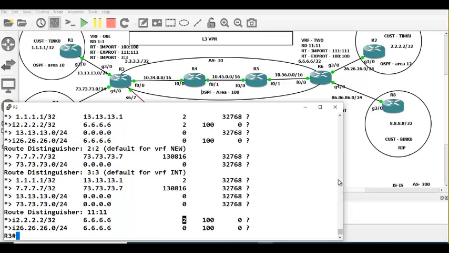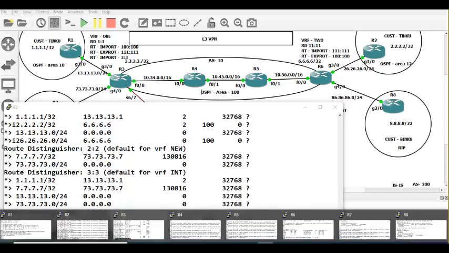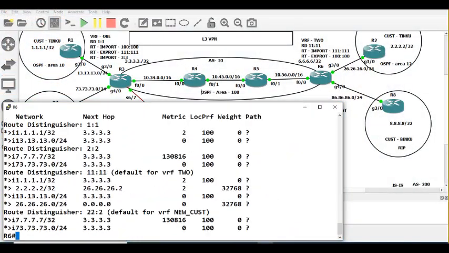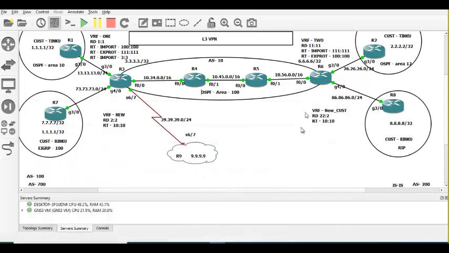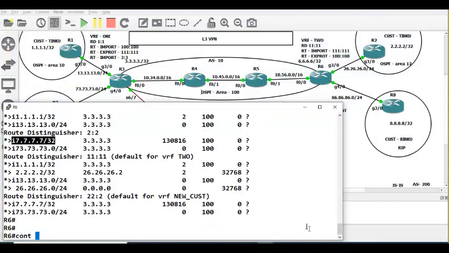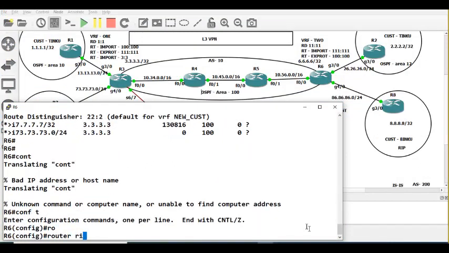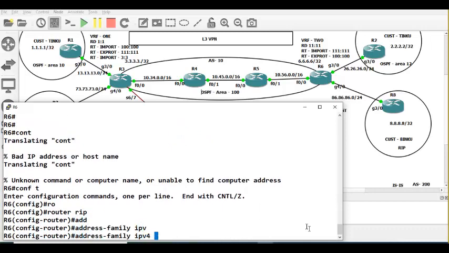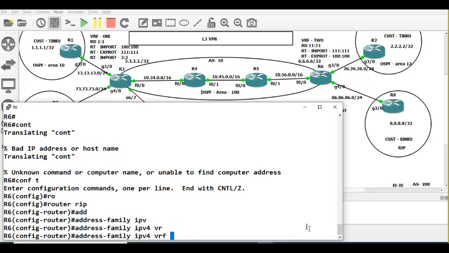Next, I will see this 7777 in the VPN of R6 also. 7777 has come here also. But R6 needs to run RIP to learn R8 routes. Easy. Router RIP, address family IPv4 VRF. Name is new underscore cust. Let me see the VRF name, it should be same.